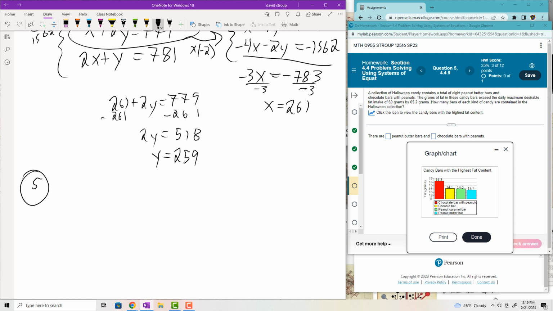Then it says the grams of fat in each of these candy bars exceeds the daily maximum desired fat intake of 60 grams by 65.2 grams. How many bars of each candy are contained in the Halloween collection? So we'll say X is the number of the peanut butter ones, and Y will be the number of chocolate with peanut.